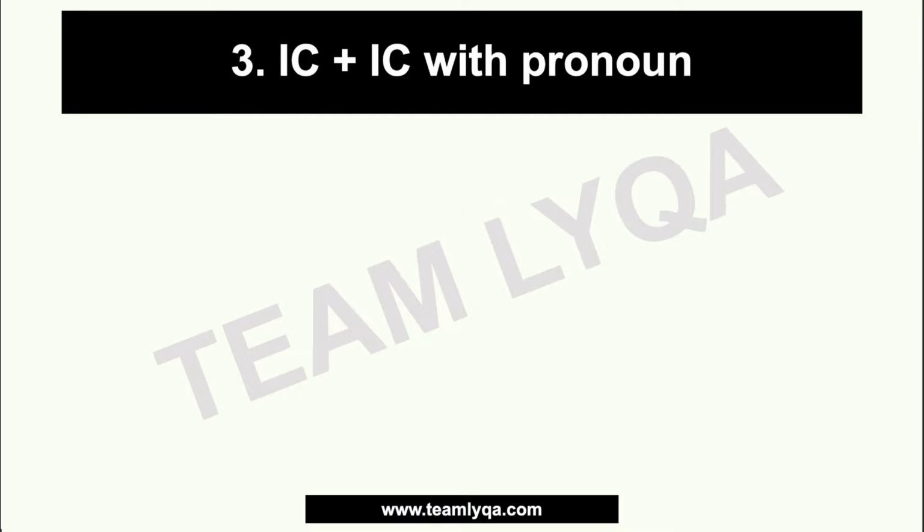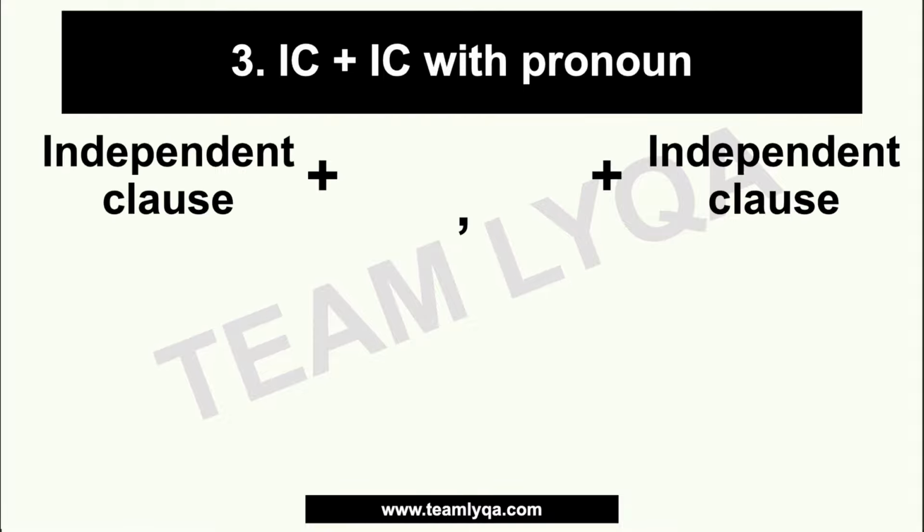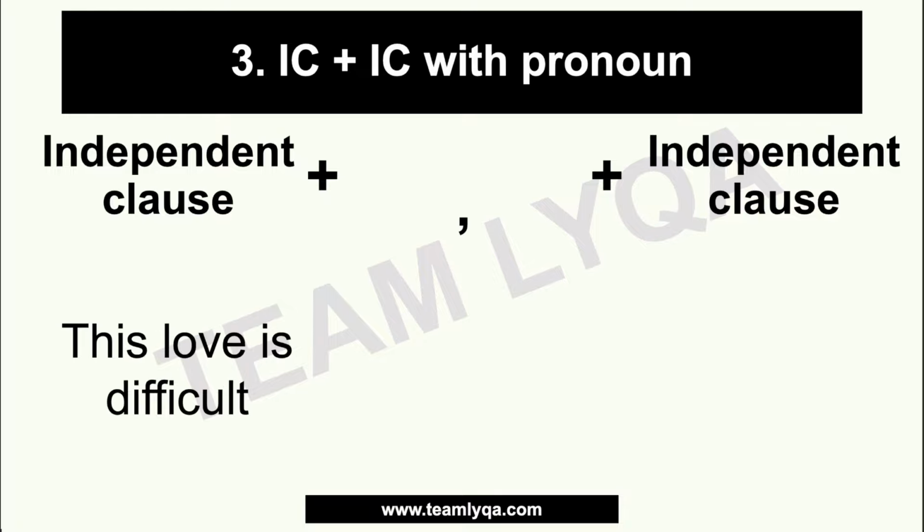Yung third form is the independent clause. Tapos yung independent clause, kahit na hindi mismong noun, hindi mismong yung pangalan, pero kung pronoun siya, pertaining to the same subject dun sa nauunang independent clause, mali pa rin. So again, you have your independent clause plus yung comma plus yung independent clause na pangalawa. It would look something like this. This love is difficult, comma, it's real.